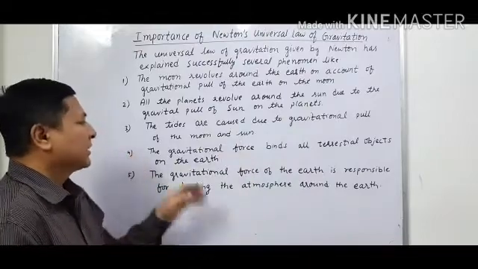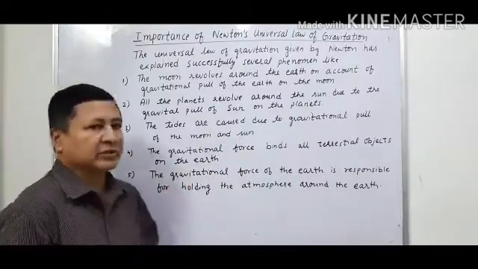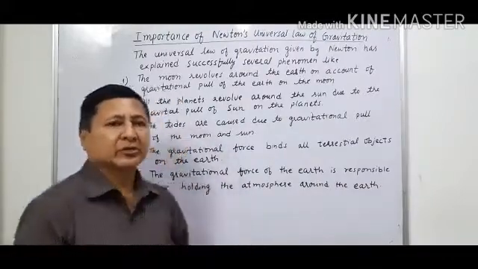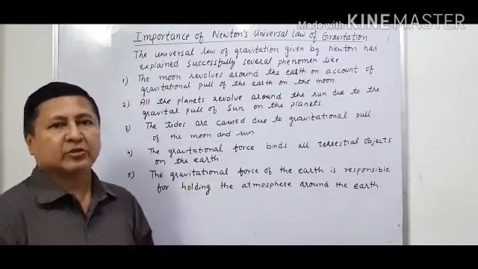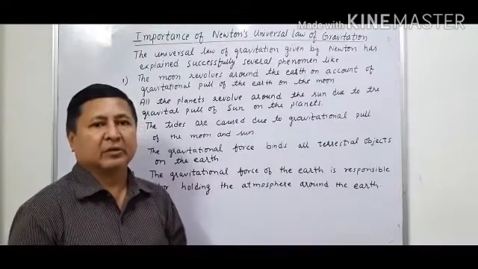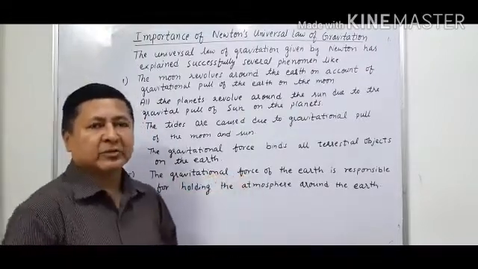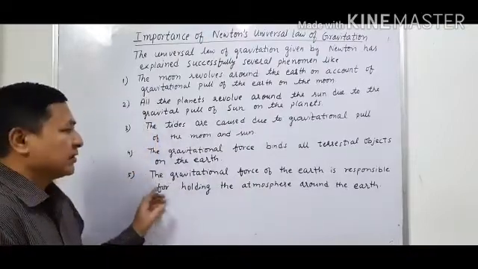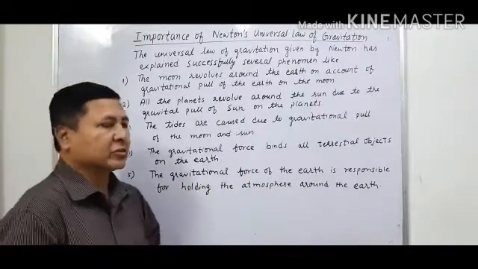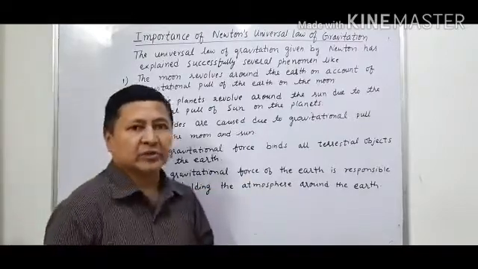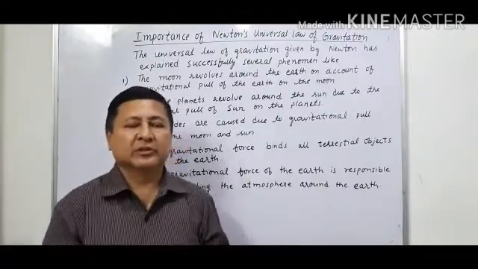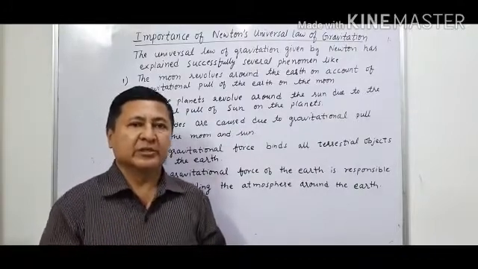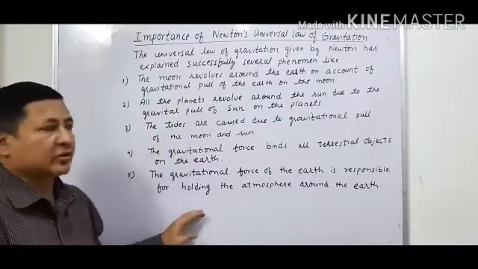And the fourth one is, the gravitational force binds all the terrestrial objects on the earth. We are bound to the earth due to the gravitational pull of the earth. If there is no gravitational pull, then we will be flying away from the earth. Likewise, the gravitational force of the earth is also responsible for holding the atmosphere around the earth. If there is no gravitational pull of the earth, there will not be any atmosphere on the earth.